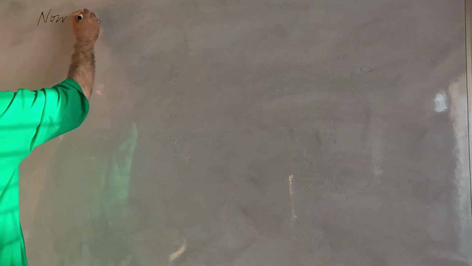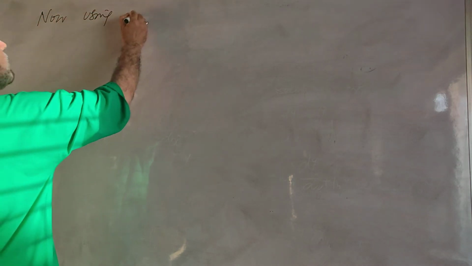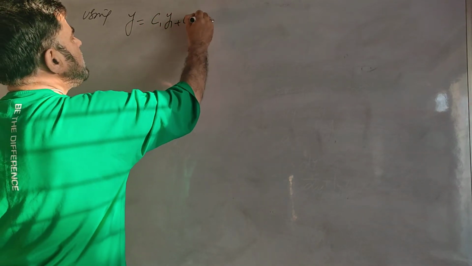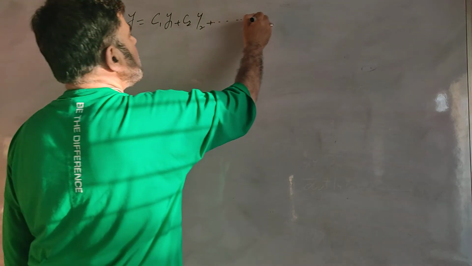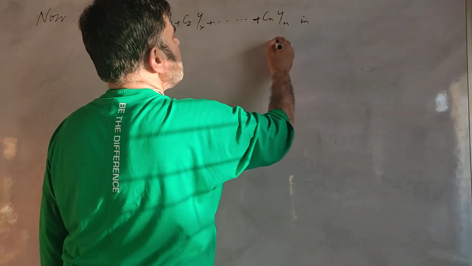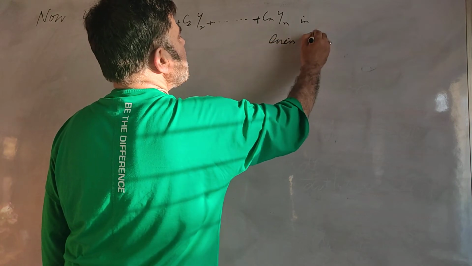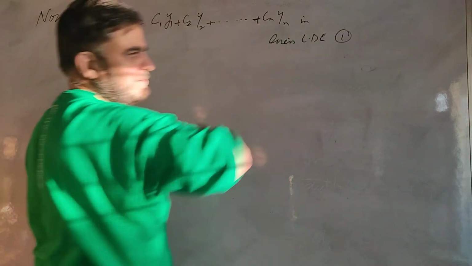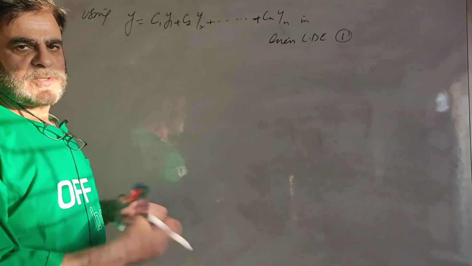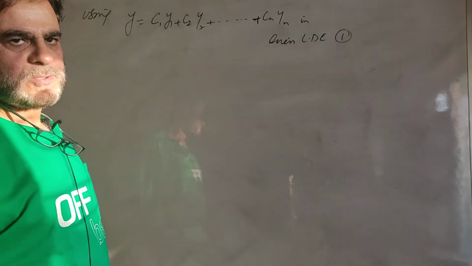Now let us use y is equal to c1 y1 plus c2 y2 plus so on to cn yn in the given linear differential equation number 1. If it satisfies it, that it makes 0 equal to 0, then we say this is also the solution.